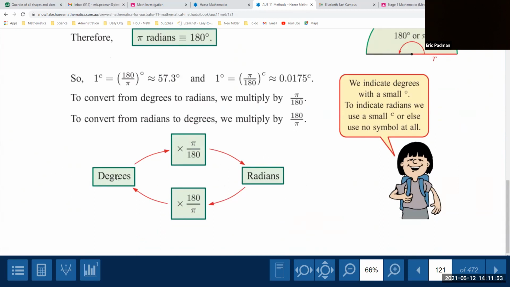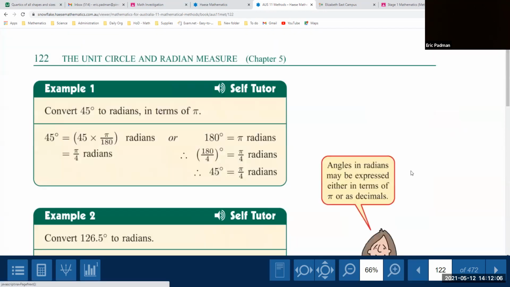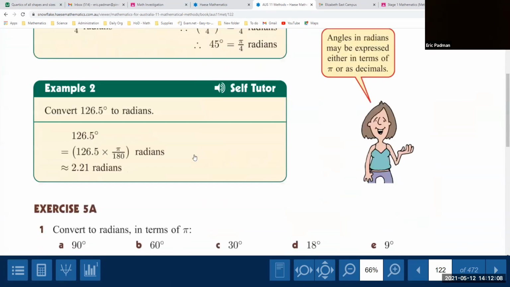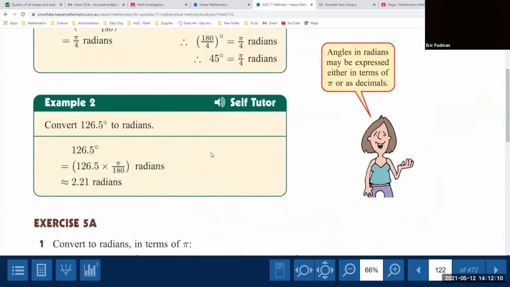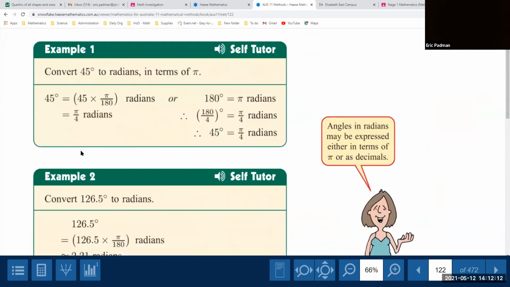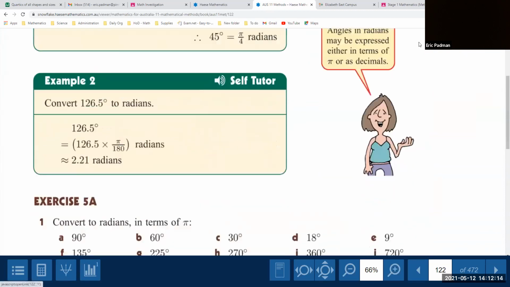Now here's a simple table. How to convert from degrees to radians? Times by pi, divide by 180. You get radians. How to convert from radians to degrees? Times by 180 divided by pi. Easy peasy. Okay, so let's look. This is what you'll be doing. Basically, you're just working with fractions. Convert radians in terms of pi.